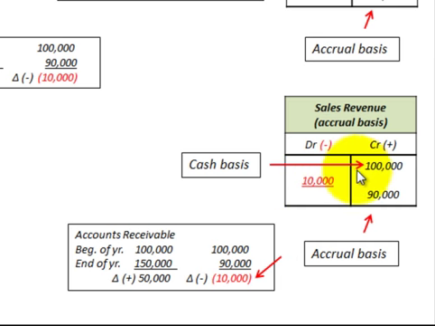So to calculate our balance here at our accrual basis here, we would take our cash basis, the credit amount here of $100,000 less the debit amount here of $10,000, and the net amount here would be a credit of $90,000, and that would be our accrual basis.